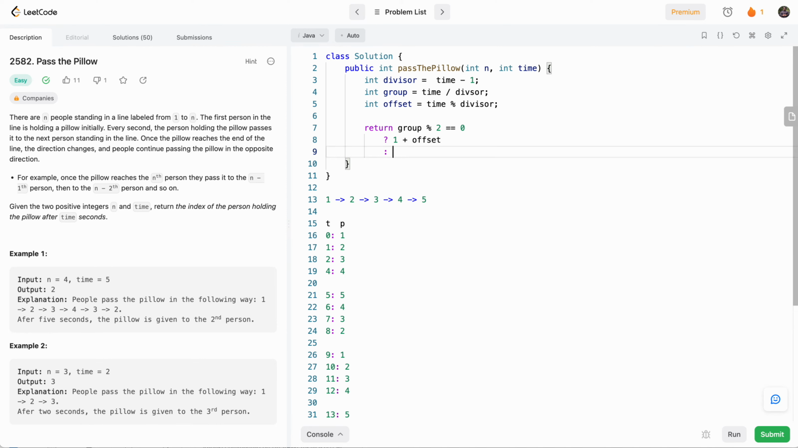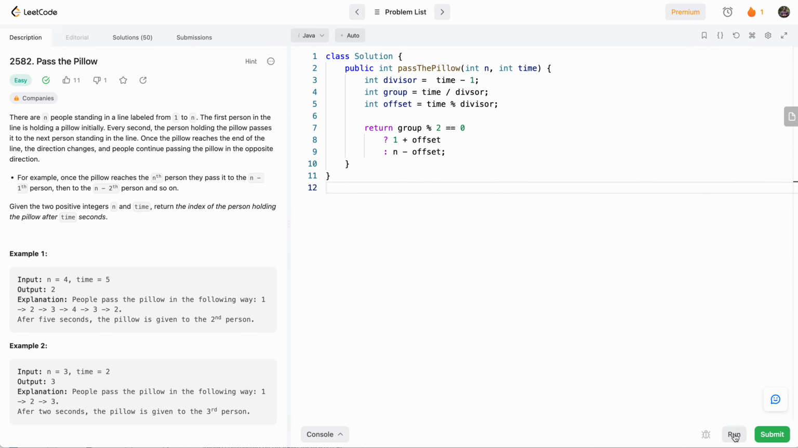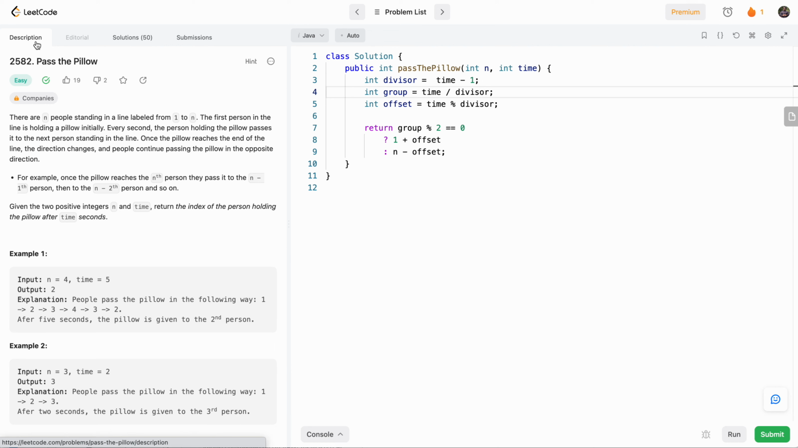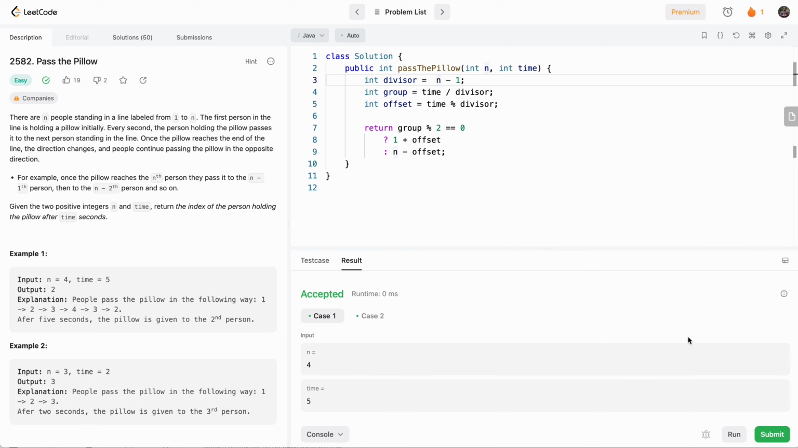So let's run this and see how this does. All right, just a typo over here. Okay, so the divisor should be n minus 1, not time minus 1. So n is the number of people, so the divisor will be n minus 1. All right, accepted. Let's submit.